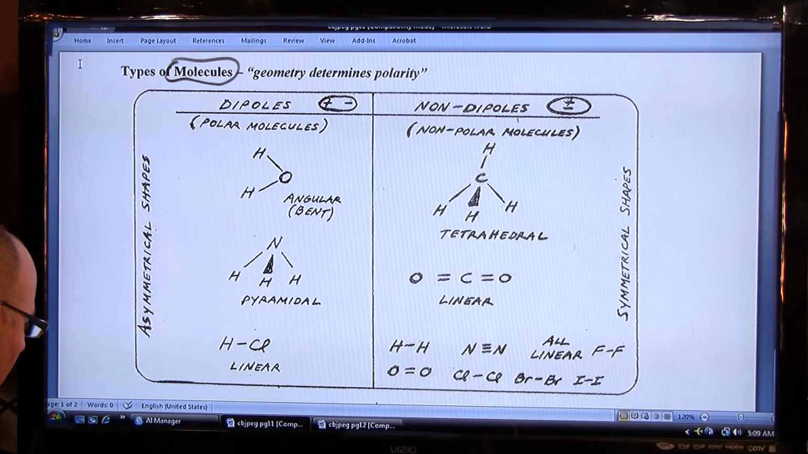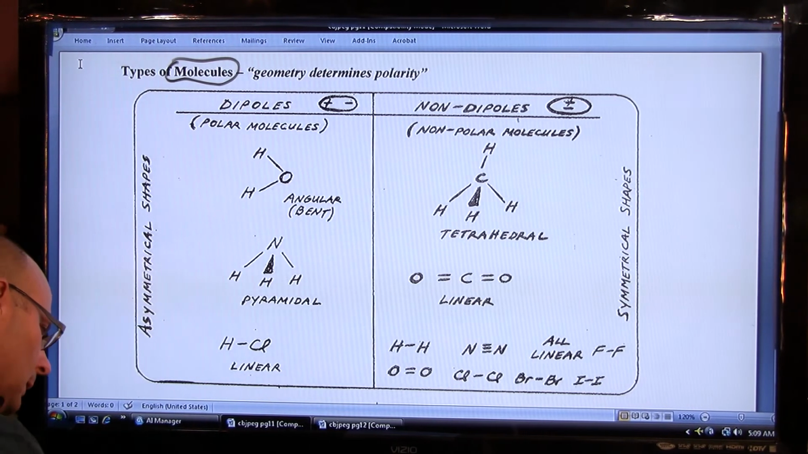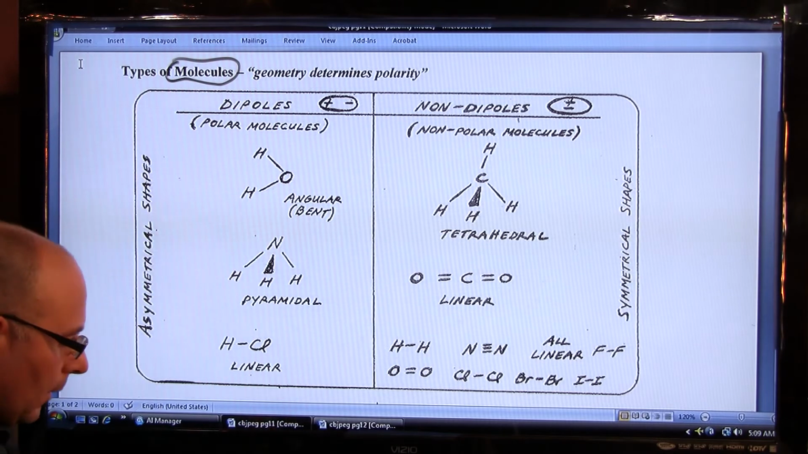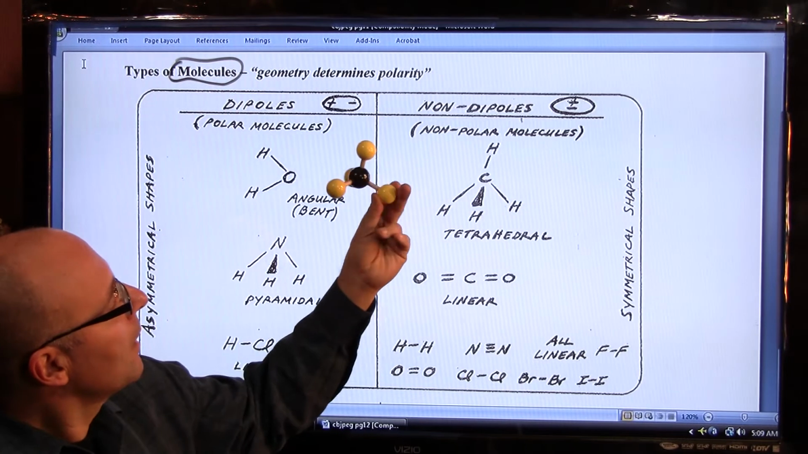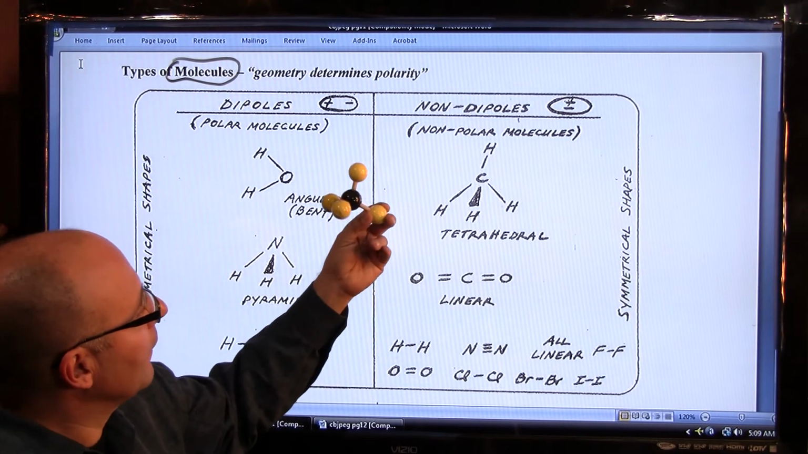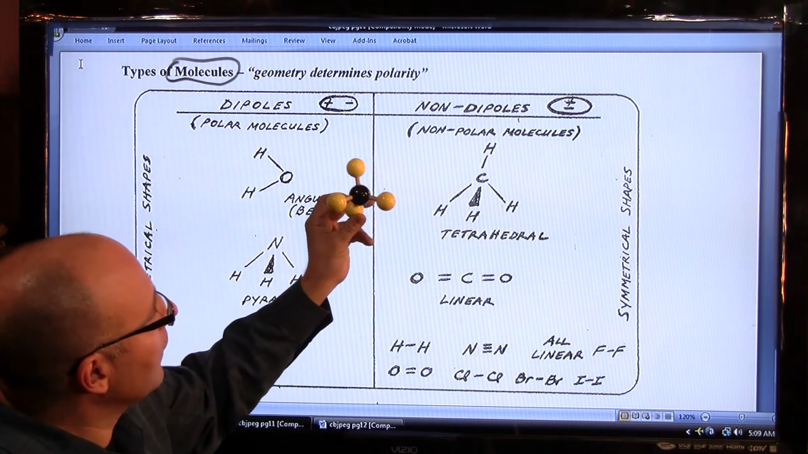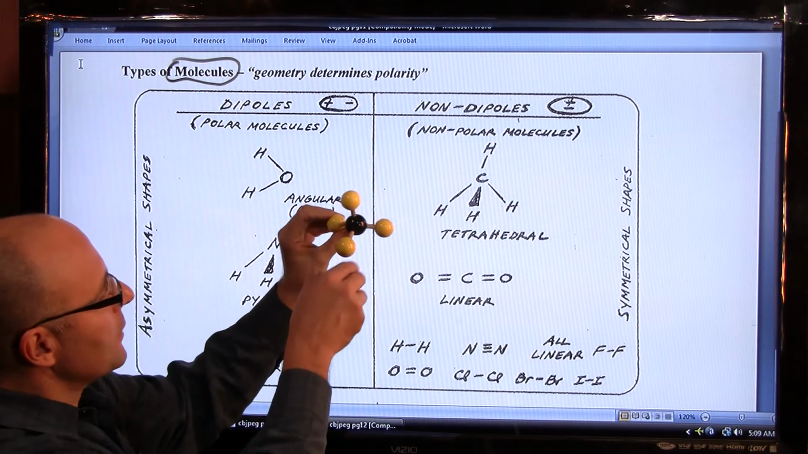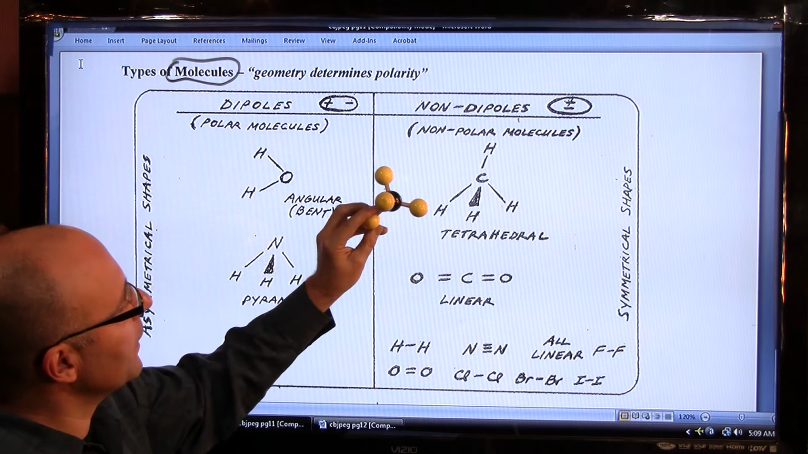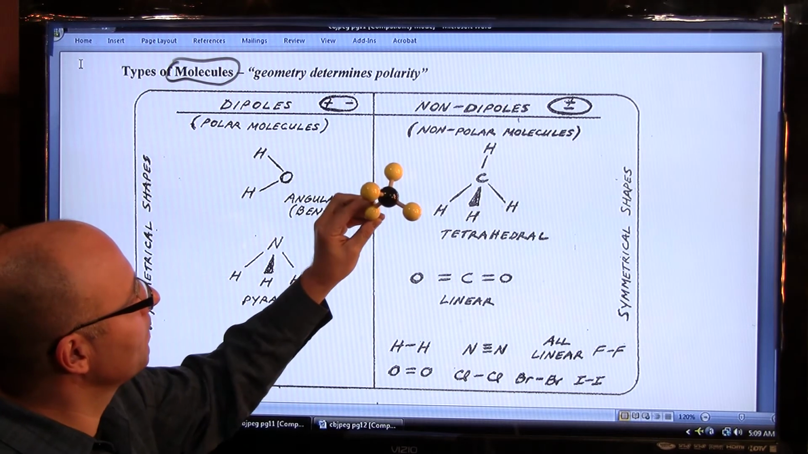Okay, maybe to illustrate this, a little human video here. I have the classic ball and stick model of CH4. I'm sure you've seen this many a time. All right, just look how symmetrical this molecule is. No matter which way you look at it, it's the same thing.